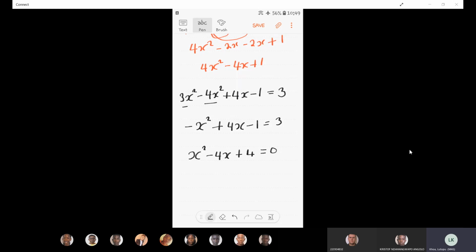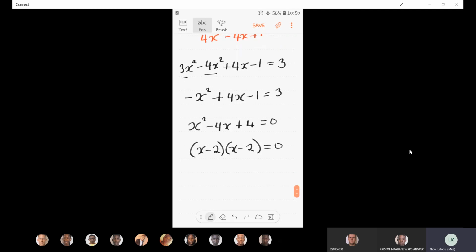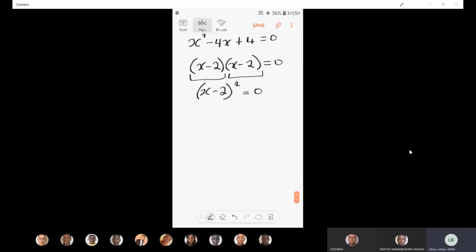You look for two numbers. When you multiply them, the answer is positive 4. When you add them, the answer is negative 4. Those two numbers are negative 2 and negative 2. So you have x minus 2 times x minus 2, this is equal to 0. So this is just x minus 2 squared is equal to 0 because this is multiplying by itself. So that is what squared means. You can take the square root on both sides. You have x minus 2 is equal to 0. This means that x is equal to 2.